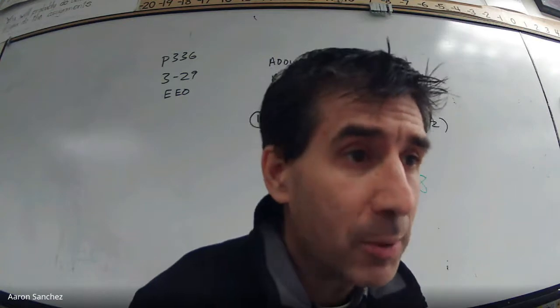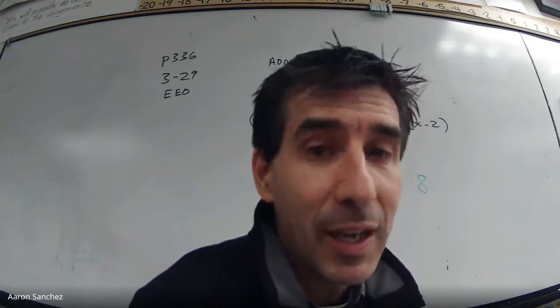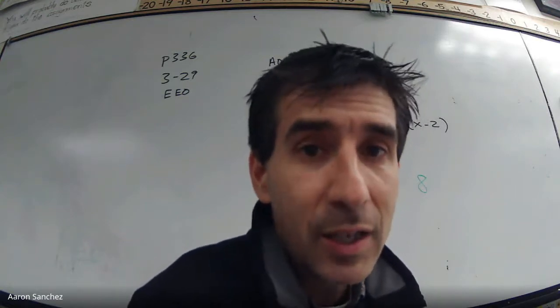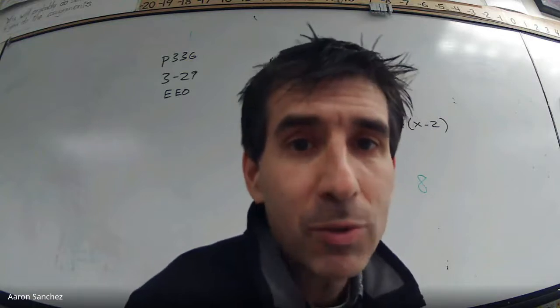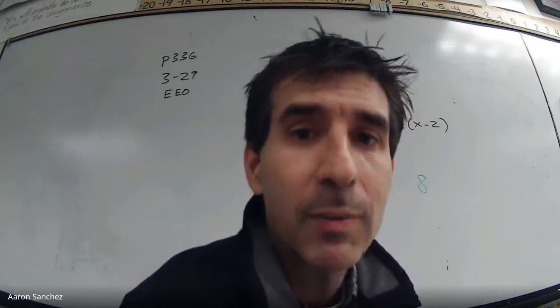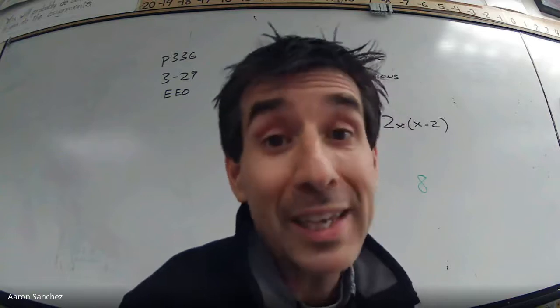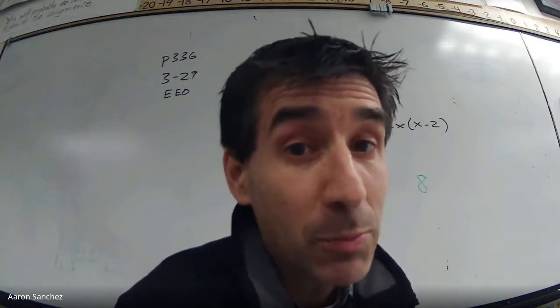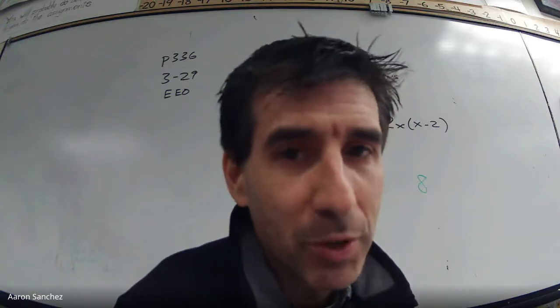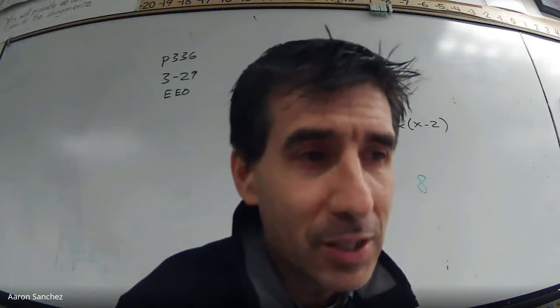The least common multiple of 8 and 10 is 40, because 8 times 5 is 40, and 10 times 4 is 40. Now you can say 80, that's a multiple, but it's not the least multiple. 80 is a multiple, but it's not the least common multiple.